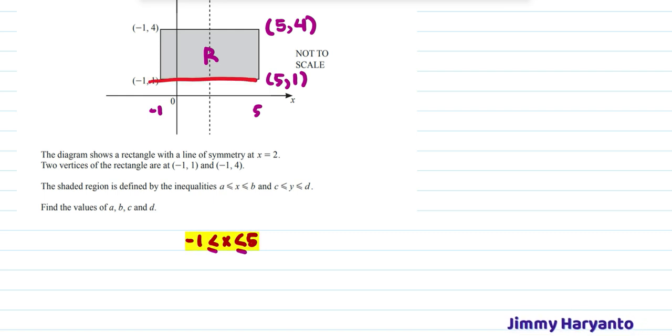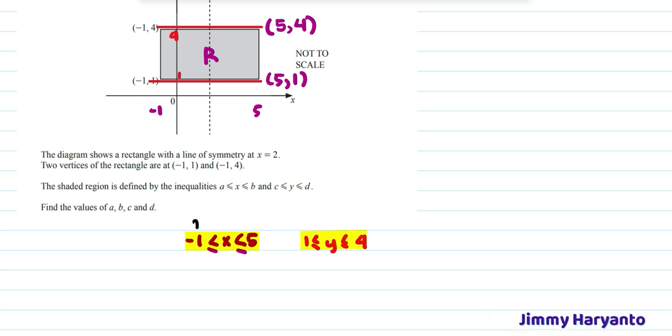Next is the horizontal line. The horizontal lines lie at 1 and another one at 4. That means 1 less than or equal to y less than or equal to 4. Okay, the question wants you to label it as A, B, C, D. So that is our value of A, B, C, and D.